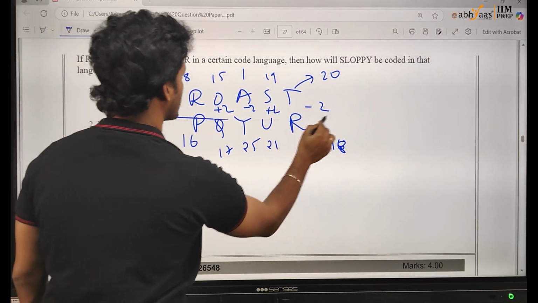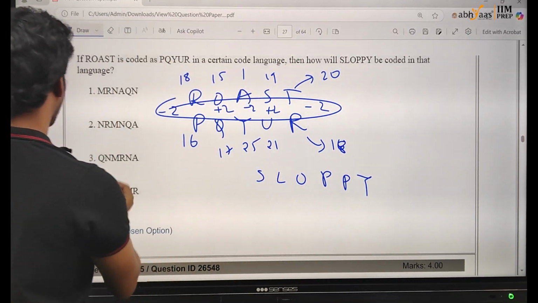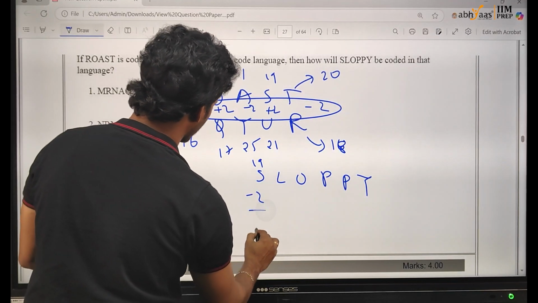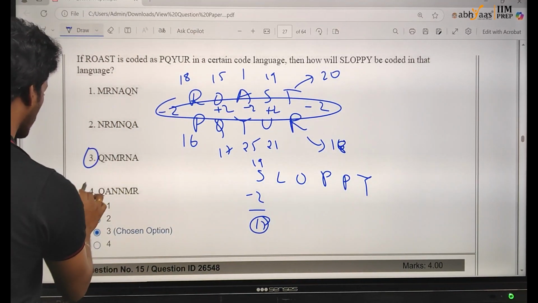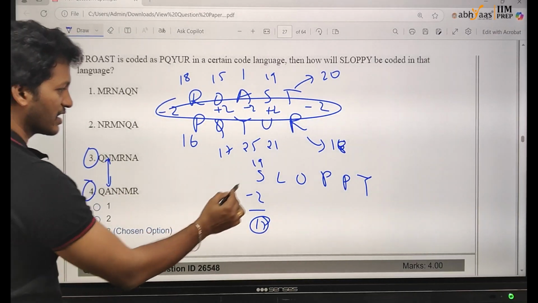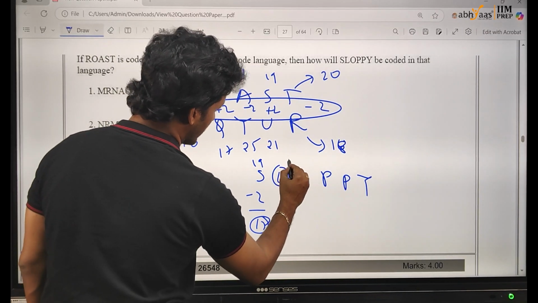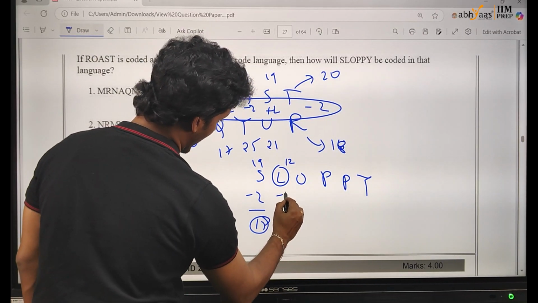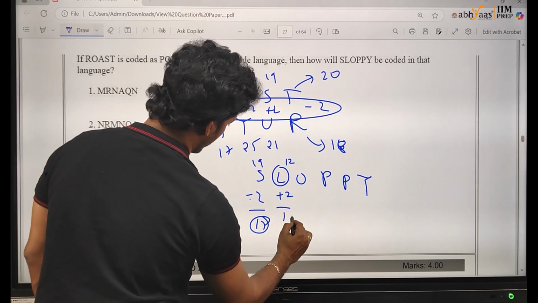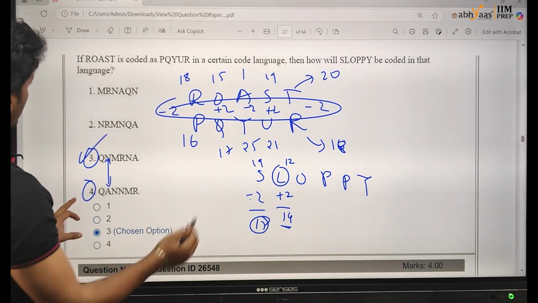So the logic is this. So I have to apply that for sloppy. So I have to see the first letter first. Okay, 19. I have to start with minus 2. So the 17. 17 means I am doing with only 3. I boil down to 2 options. So I have to find the second one. So second one has to be L. L means what is KL? L rank is 12. So I have to add 2 for that. So minus 2 and plus 2, right? The logic. So it has to be 14. That means N. So the answer should be 3. You can check for the remaining things.